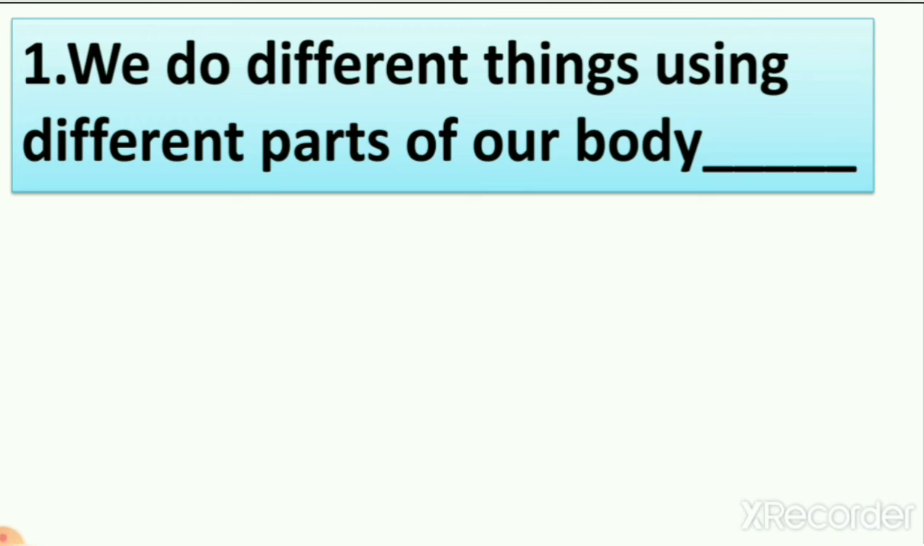Do we use one body part for doing all things? Like we are using the tongue to eat, right? So can we eat with our nose? Can we speak with our nose? No, we are smelling with the help of our nose, right? So like that you understand that we do different things using different parts of our body. It is true because we have many body parts and we are using them in different ways. So what is the answer? The answer is true. True means it is a right sentence, right?